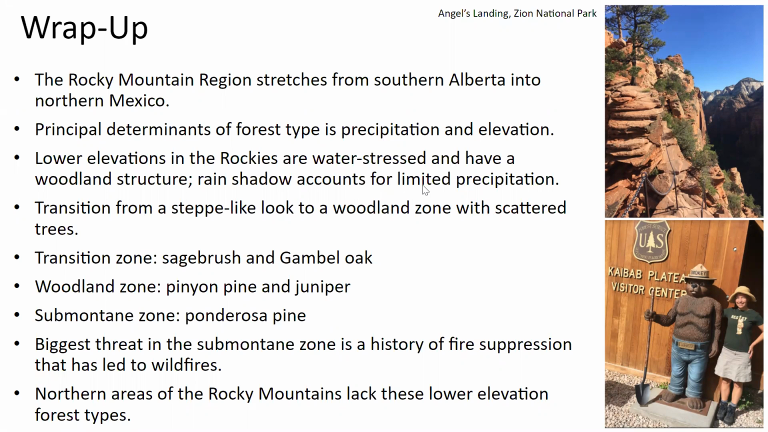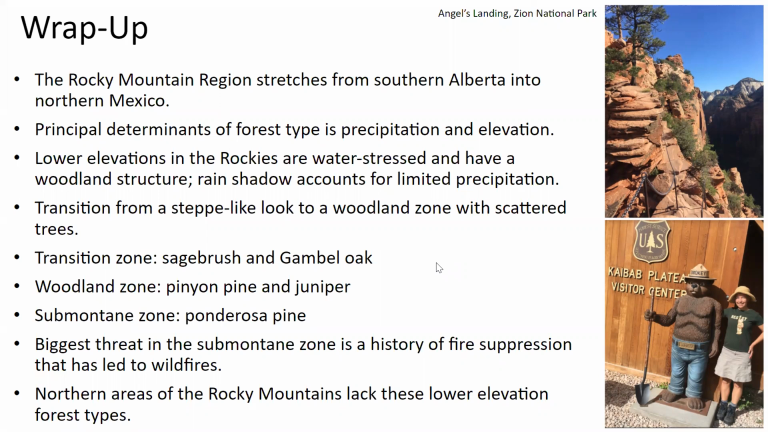These lower elevations in the Rockies that we talked about today are water stressed, and so they don't tend to have closed canopy forests. And we can account for that limit in precipitation because of the rain shadow effect, right? So I want you to really understand the rain shadow and how that works and why these areas are so dry. That's what explains that.